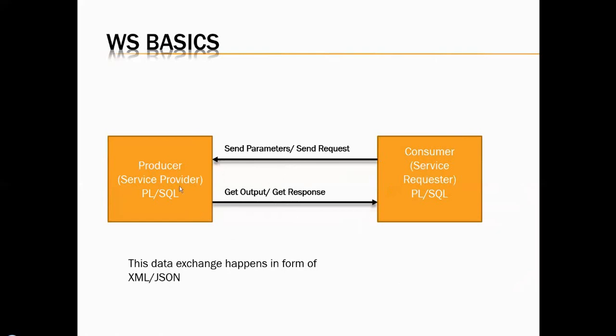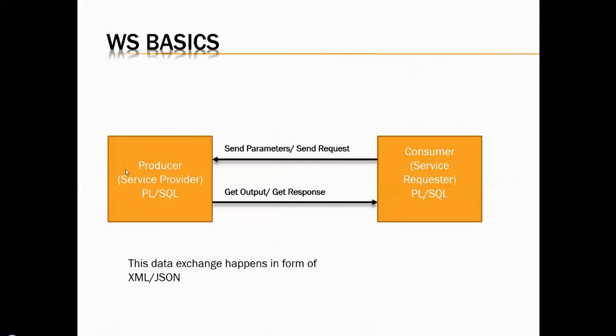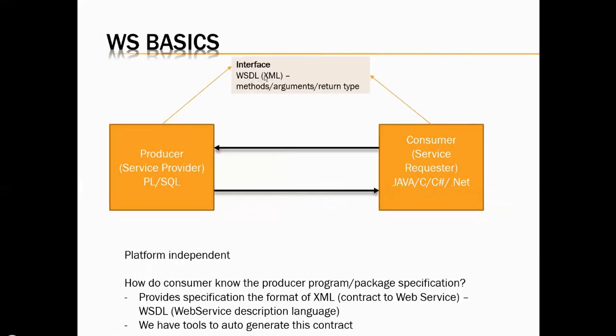Now, the next thing: as I said, most of the time any SaaS or cloud product typically exposes some methods to the outside world. When the method is exposed by the producer, how does the consumer know what the method is, what parameters the method will take, and what the return type of that method is? For that, every producer generates an interface file called a WSDL file, a Web Service Description Language file.